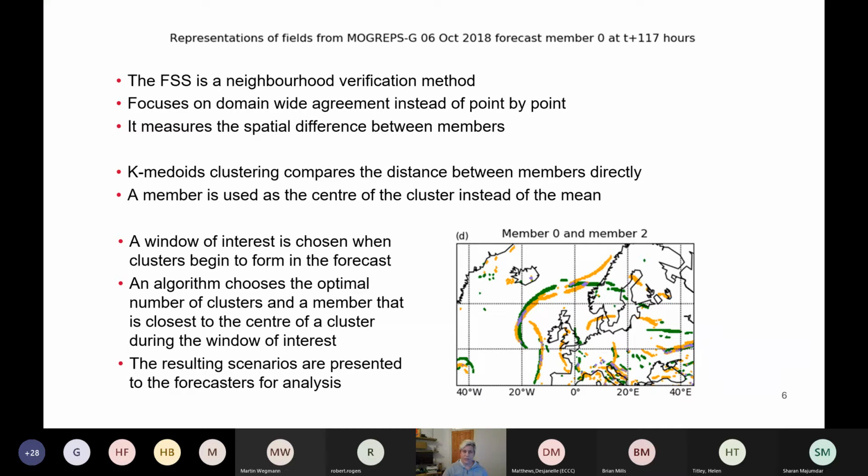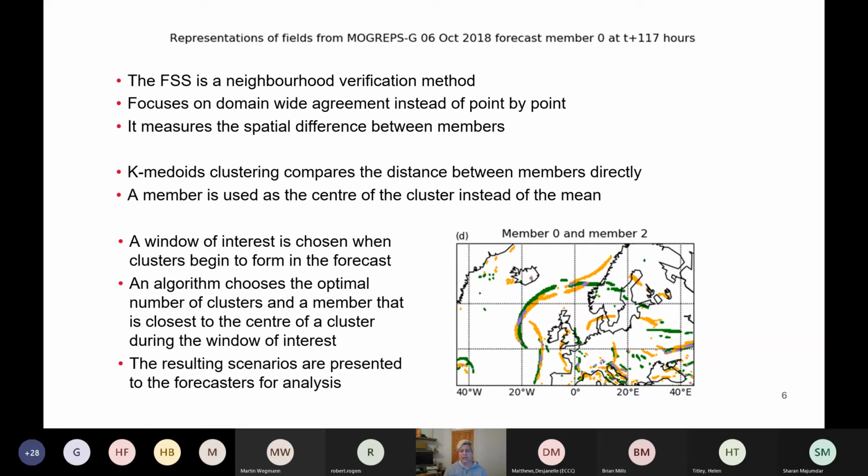Now, the method that we use finds a window of interest. Essentially, this is when you've reached a point in a forecast where the members have moved away from one another after the perturbations in the beginning, and the forecast itself has reached a stage of low predictability but high clustering. So you start to see members really grouping together. The algorithm finds where in the forecast this window of interest begins for the clustering, then looks at the different clusters to find the optimal number, somewhere between 2 and 6, and chooses a member that's representative of those clusters.